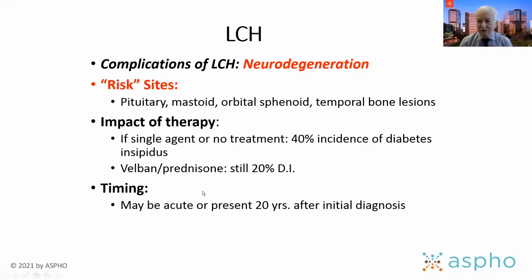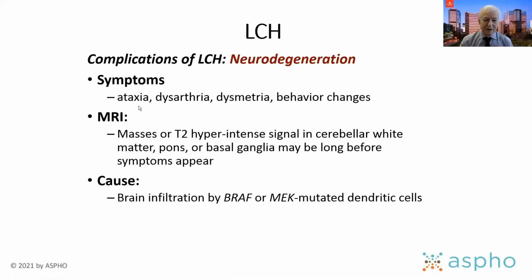Neurodegeneration is something that may happen within the first 2 to 3 years after presentation, or may be a late onset problem. These patients develop ataxia, dysarthria, dysmetria, and behavior changes. And as I showed on the MRI, have the hyperintense signal in the cerebellar white matter, pons or basal ganglia, which may be found much before the symptoms. We have discovered that the syndrome is caused by infiltration of the brain by the BRAF or MEK mutated dendritic cells.